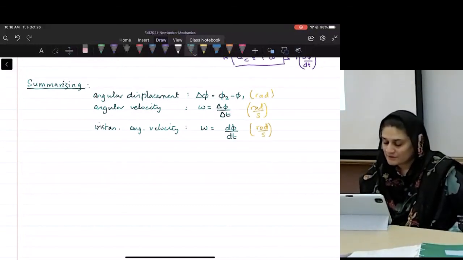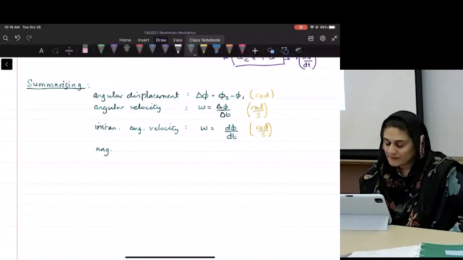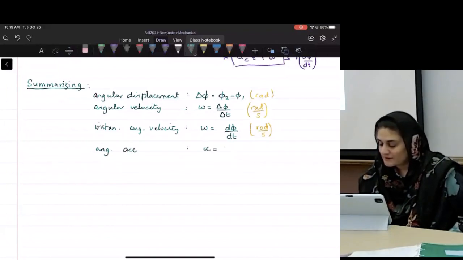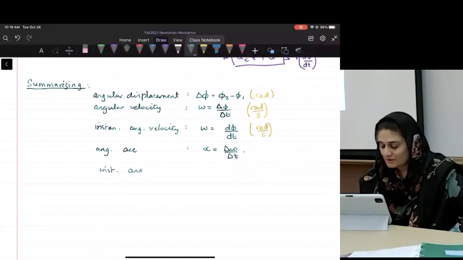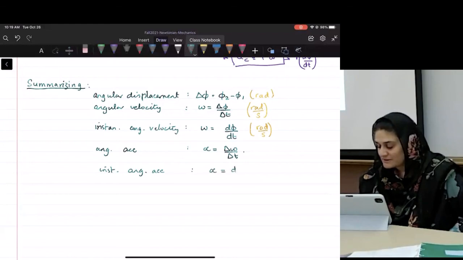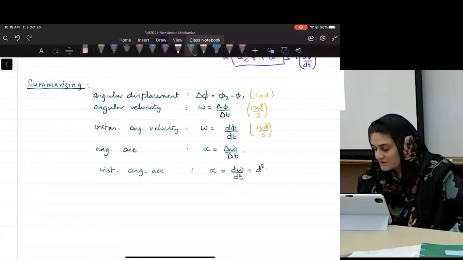And again, angular acceleration will be alpha equals delta omega over delta t. And instantaneous angular acceleration will be d omega over dt or d squared phi over dt squared, with units radians per second squared.